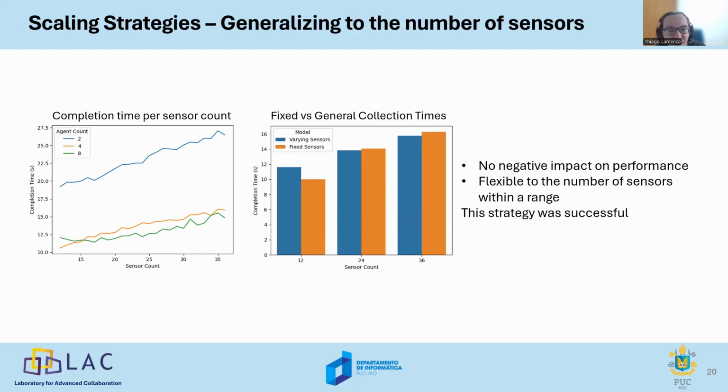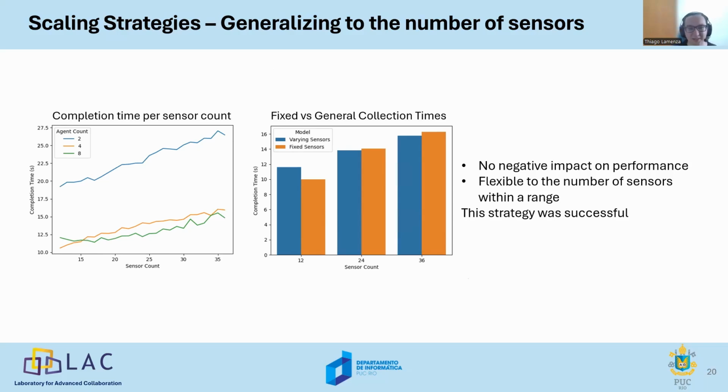And this solution actually worked very well. The graph on the left showcases the performance throughout every sensor count. This is another advantage, because before we were only testing with 12, 24, and 36. But now we trained a model that is general to any number of sensors between 12 and 36. So if it is 13, 15, or 27 or whatever, the model still performs adequately. And you can see on the graph on the right that the comparison between the previous solution, the orange one, named fixed sensors in this graph, shows the performance is very comparable to the varying sensor solution.